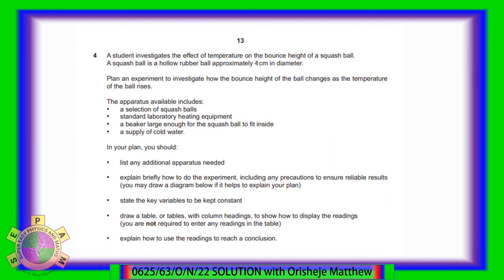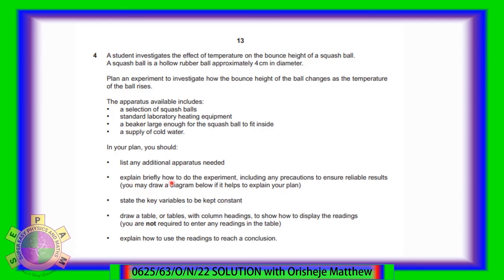Okay, question 4 has to do with planning an experimental investigation. A student investigates the effect of temperature on the bounce height of a squash ball. Now, a squash ball is a hollow rubber ball. Plan an experiment to investigate how the bounce height of the ball changes as the temperature of the ball rises. The apparatus available: a selection of squash balls, a standard laboratory heating beaker, and a supply of cold water. In your plan, you should list any additional apparatus needed.